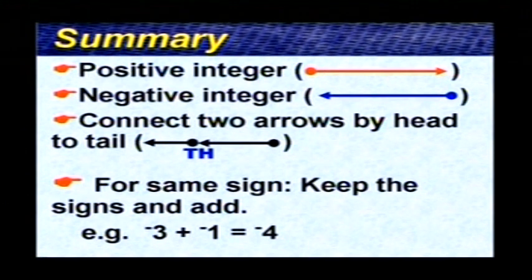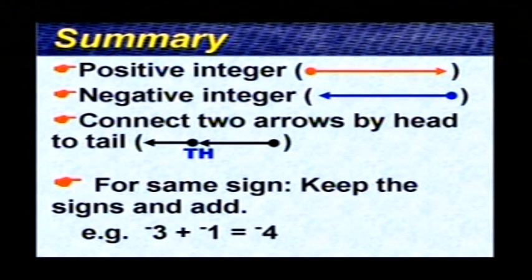And if you are using the rule without the number line, for the same signs, like adding negative and negative, or positive and positive integers, keep the signs and add the numbers. You keep the positive sign or negative sign and then you add the numbers. There is an example shown there.